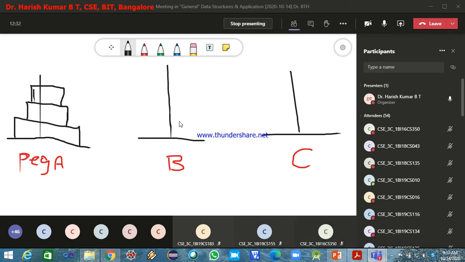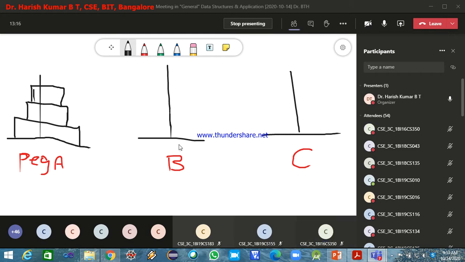What do you have to do? Can anyone tell what you have to do? You have to transfer the disks from peg A to peg C using B as auxiliary. Okay, so you have to shift all these disks which are there in peg A to peg C using B as auxiliary, or you can say temporary peg. Now, but with 2 conditions. So what is the first condition? You can move only one disk at a time. How many disks can you move at a time? One disk. That is the first condition.